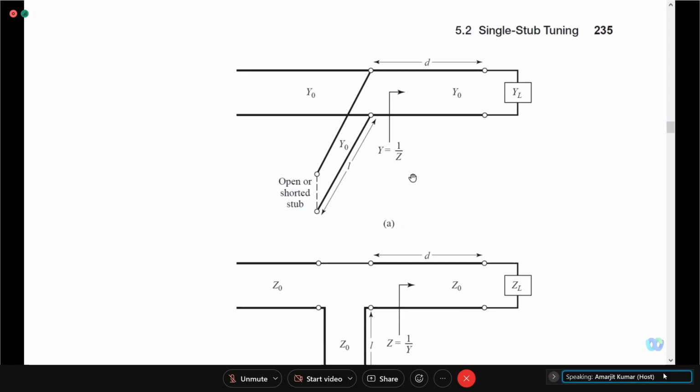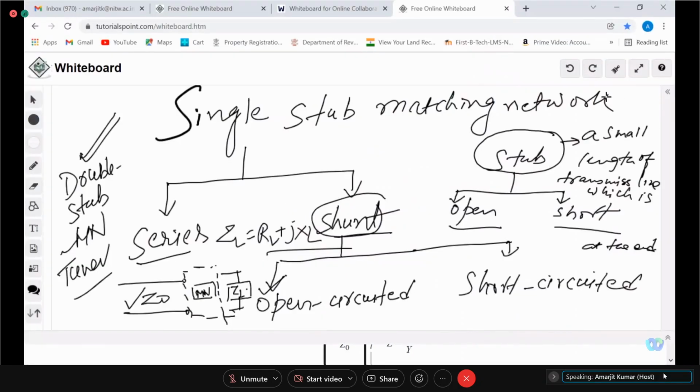The question is where to connect the stub. At a distance d from the load, where to connect the stub, at a distance d from the load.